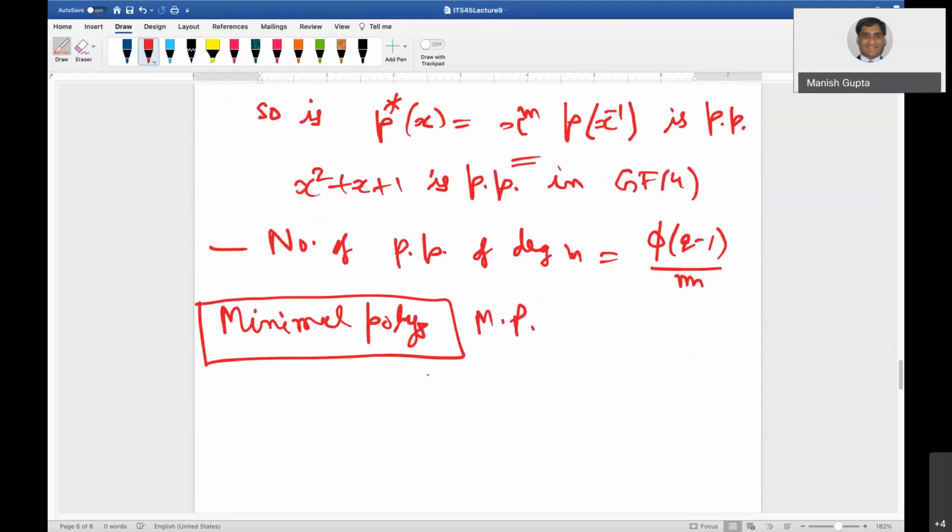Okay. So what is a minimal polynomial? Take any beta which is a non-zero element in the field F_q with q number of elements. We know that beta raised to power q minus beta is equal to 0, right? We just saw that.